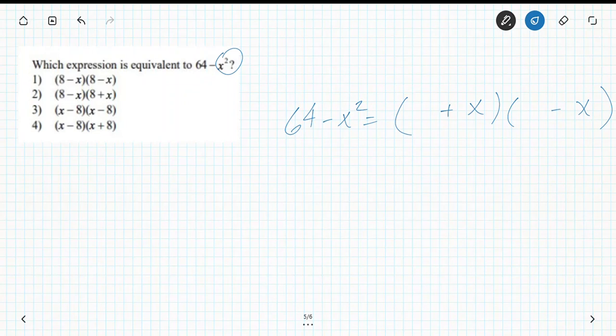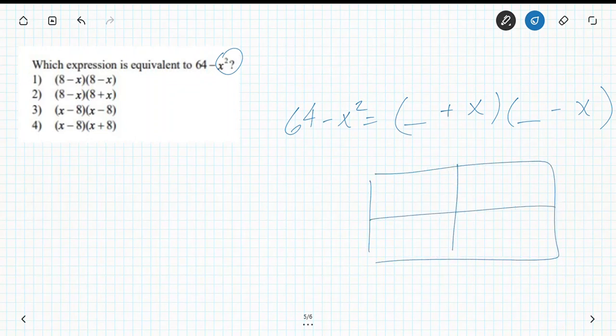Then my perfect square for 64, I'm going to leave that to you, but essentially you're going to put it there. Once you find your perfect square that gives you 64, you can use your box method to prove that what you have is correct. And then you make your decision on which answer choice is the best.